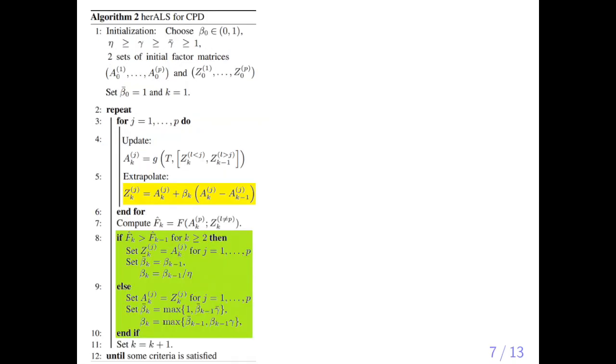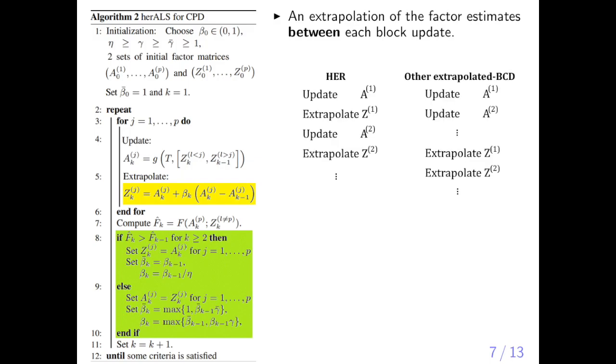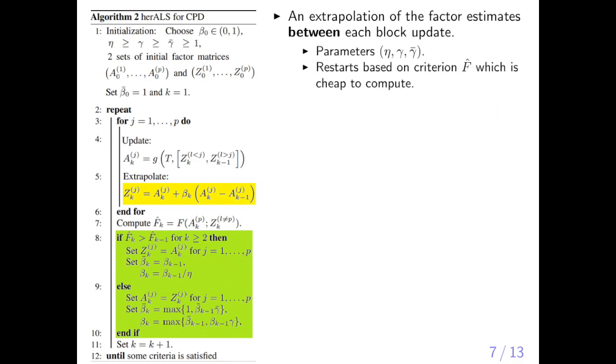Now, we look at the second algorithm, the HER accelerated ALS. HER acceleration is an in-between block acceleration. That is, you perform the following: update block 1, extrapolate block 1, update block 2, extrapolate block 2, etc. This is very different from other methods that update all the blocks and then perform the extrapolation. HER also has restart, which is also different from other algorithms that make use of restart.